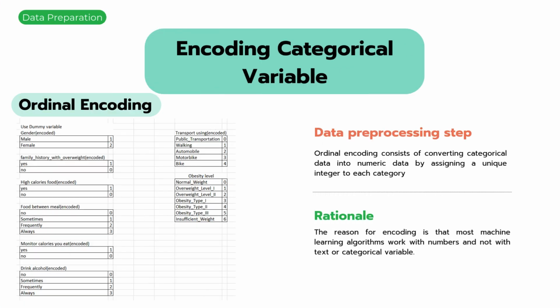Encoding categorical variables. This is the data preprocessing step. Ordinal encoding consists of converting categorical data into numeric data by assigning a unique integer to each category. The rationale is that most machine learning algorithms work with numbers and not with text or categories. Here is the example of our work: we turn yes and no into 1 and 0, and we turn the frequency answers no, sometimes, frequently, and always into 0, 1, 2, and 3.